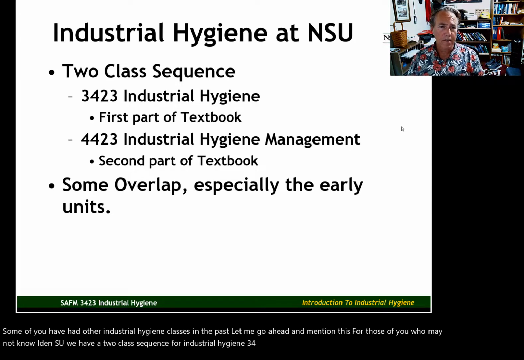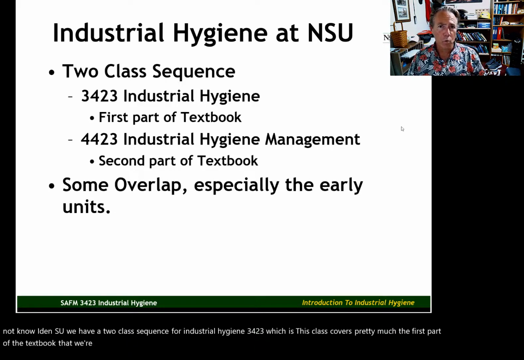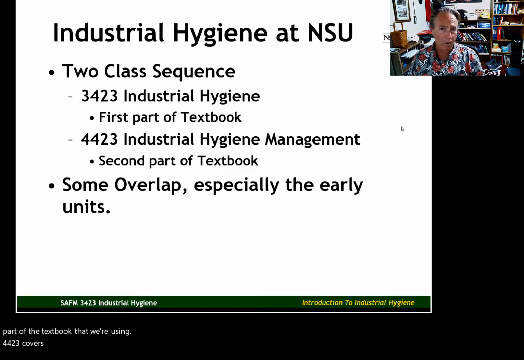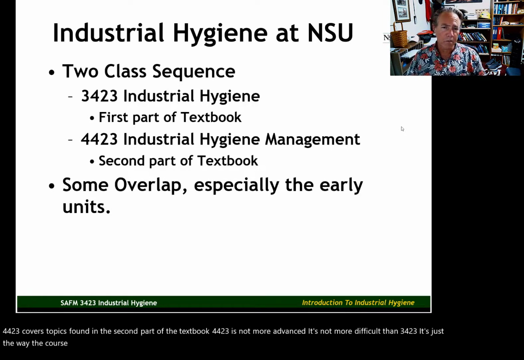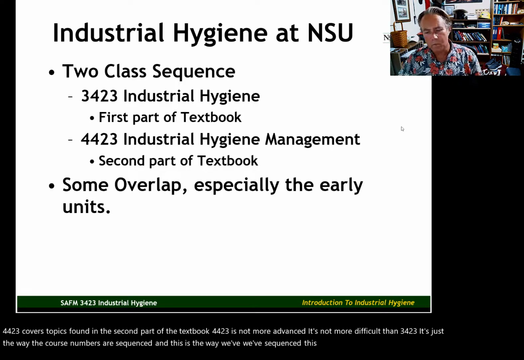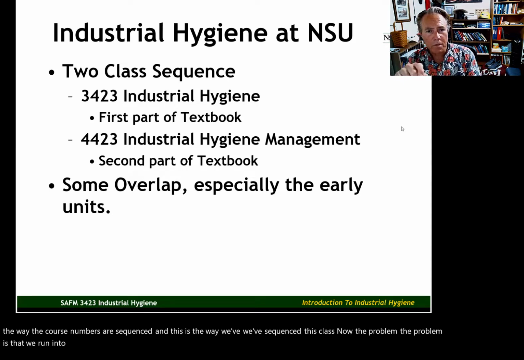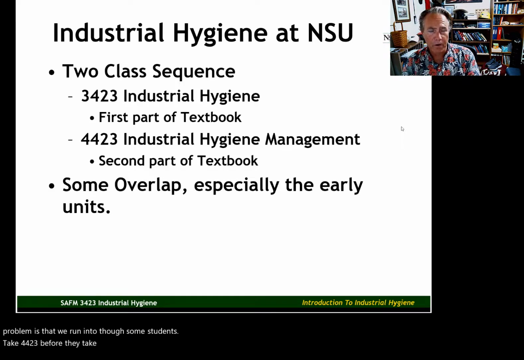3423, which is this class, covers pretty much the first part of the textbook that we're using. 4423 covers topics found in the second part of the textbook. 4423 is not more advanced, it's not more difficult than 3423. It's just the way the course numbers are sequenced, and this is the way we've sequenced this class. The problem that we run into, though, is that some students take 4423 before they take 3423. Ideally, everybody will take 3423 first and then follow up with 4423.